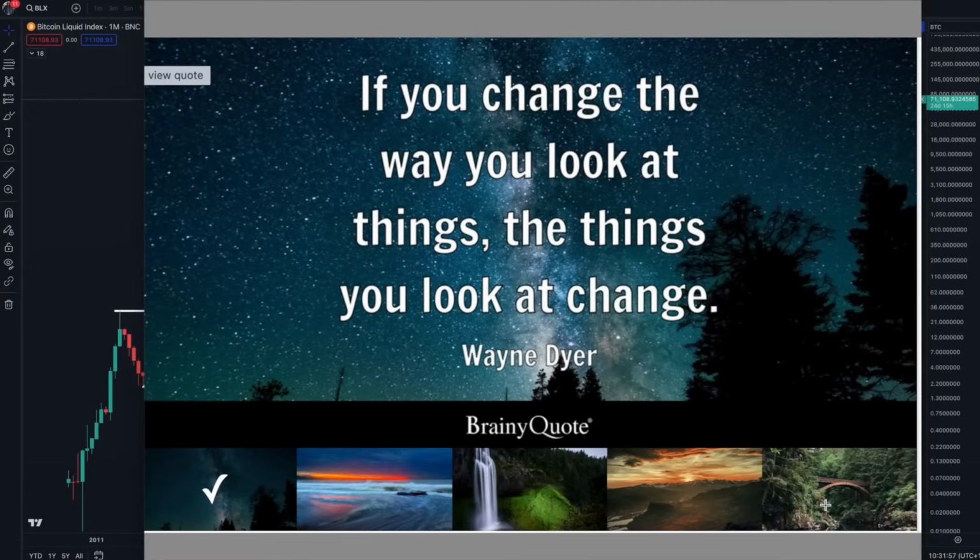And in case you're wondering why I'm looking at the end of the bull market in different ways, it comes back to this quotation which you can use in every aspect of your life. And that is that if you change the way you look at things, then the things that you look at also change. This is very important.